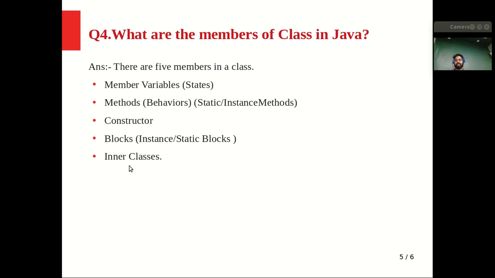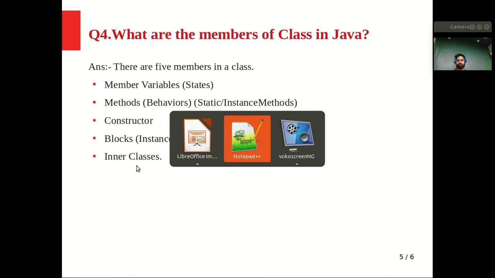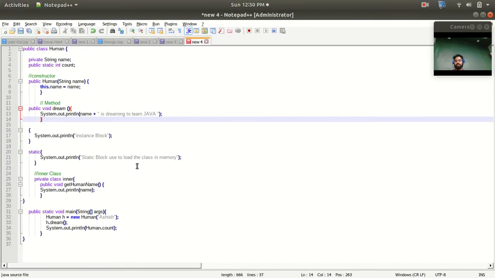So the next member is inner classes. Of course, we can define classes inside a class. Classes inside a class are called inner classes, right? So these are the five members which we can define in a class. Let's see a full example of the members, and how we can define them.